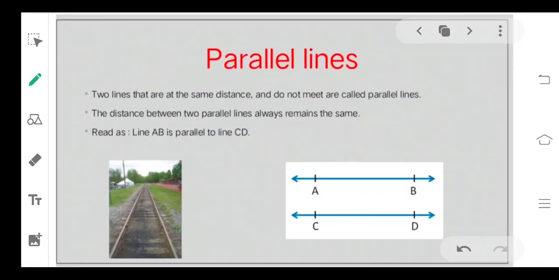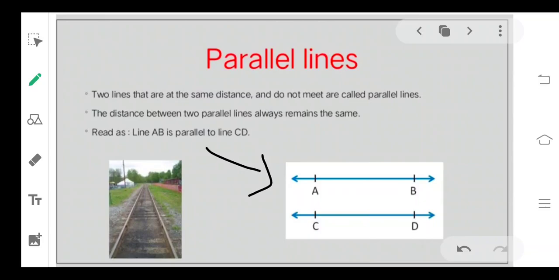Now we are going to learn about parallel lines. Two lines that are the same distance apart and do not meet are called parallel lines. The distance between two parallel lines always remains the same. We read it as line AB is parallel to line CD. You can see this adjoining figure. Students, you can see that these two parallel lines do not meet each other.